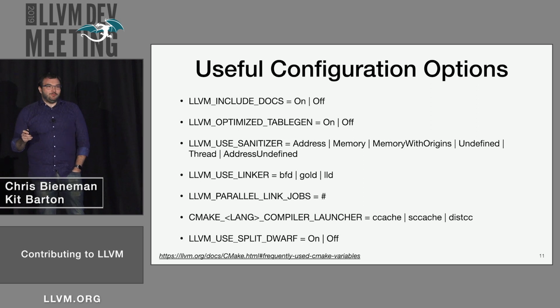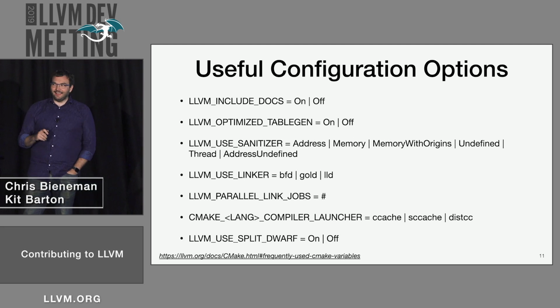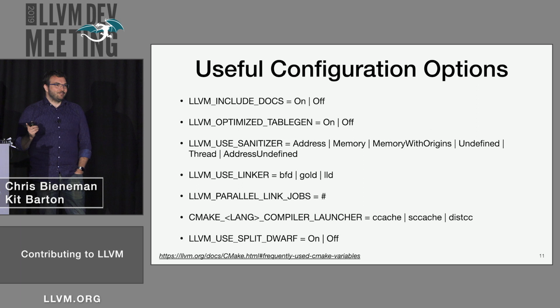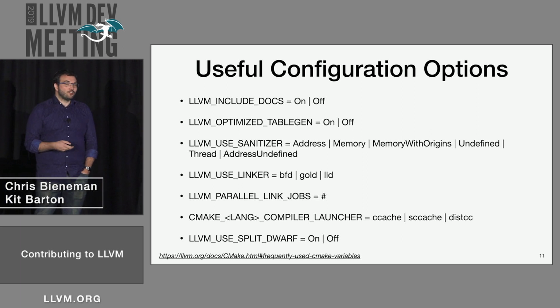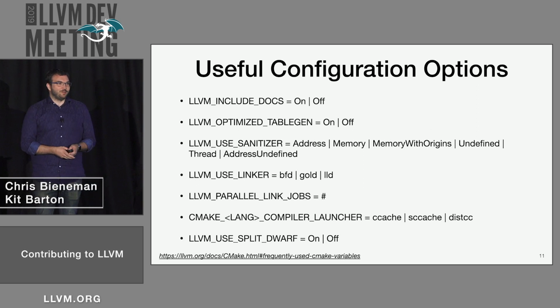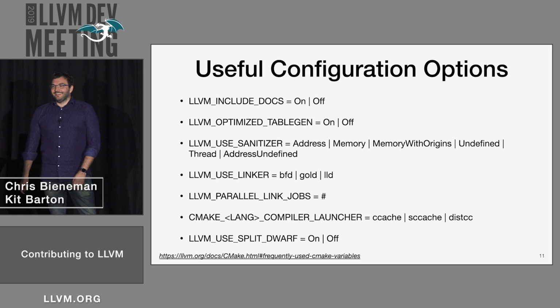TableGen can be really, really slow to run if you are on a debug build, and using an optimized TableGen can save you a lot of time on your iterative development flow. The other really great option here is enabling the sanitizer libraries. Sanitizers are a great way to find bugs in your code, and you can find them when you run the tests without having to wait until some user finds the bug for you 6 months down the road. If you're lucky, 6 months down the road.